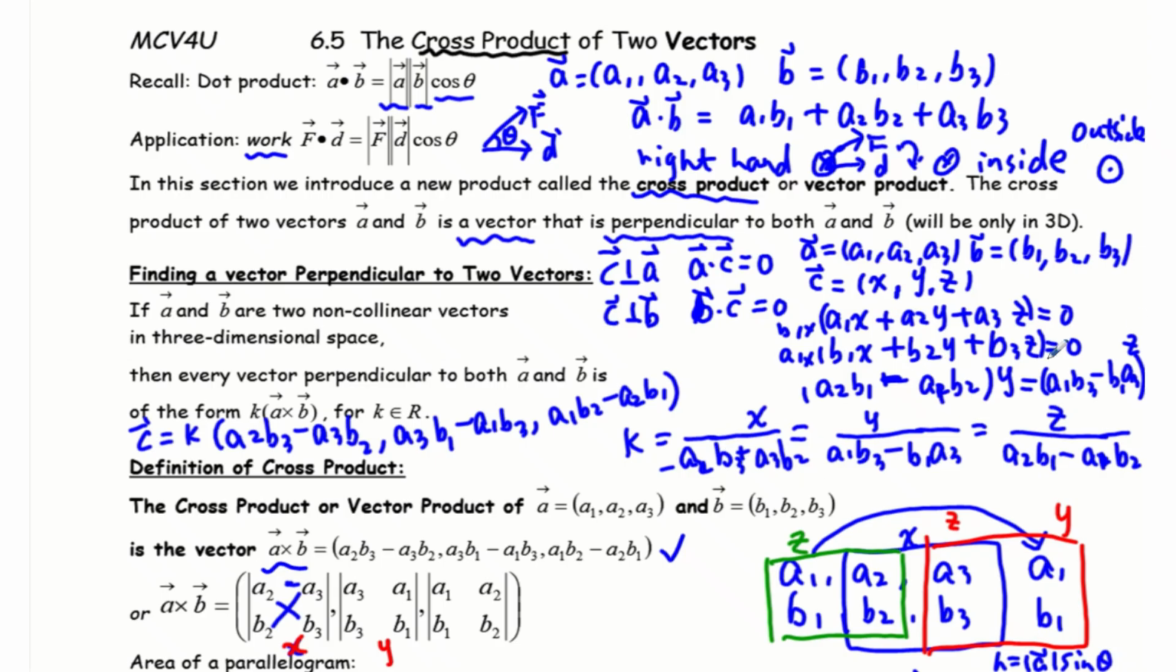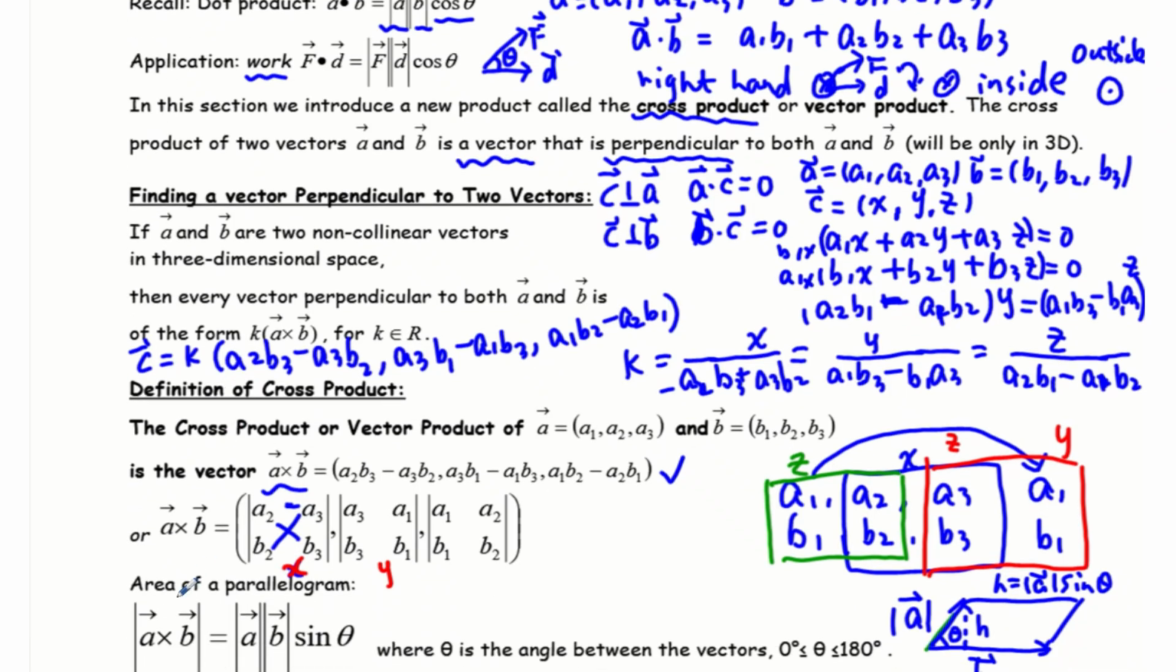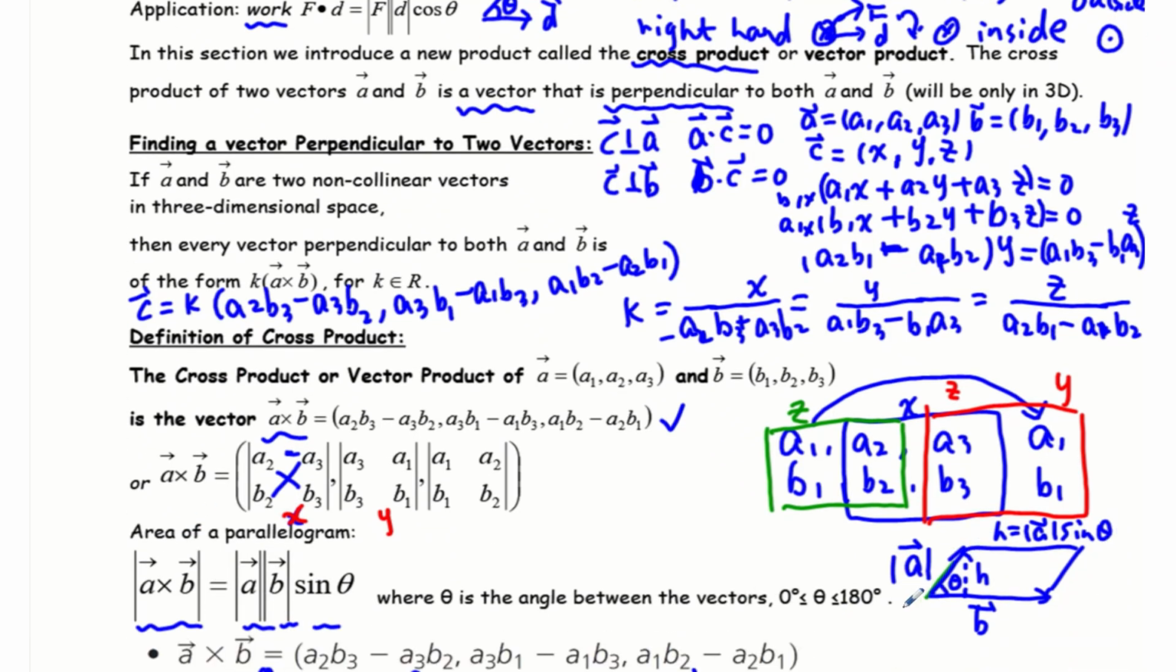So from the two linear systems, we could find that the ratios are equal. So x, y, z, we could write as a constant k times these three components. And if k equals 1, that is what mathematicians define as the cross product. And the application for that one is the area of a parallelogram. So a times b times sine theta gives us the area of the parallelogram.